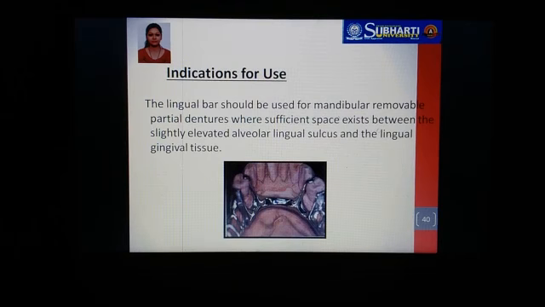So where can it be used? Firstly, it can be used where we have a large amount of sulcus, or the greater vertical width or height is present. The lingual bar should be used for a mandibular removable partial denture where sufficient space exists between the slightly elevated alveolar lingual sulcus and the lingual gingival tissue. Basically, if we have a large amount of height or depth of the lingual sulcus, then we can go for this kind of major connector.